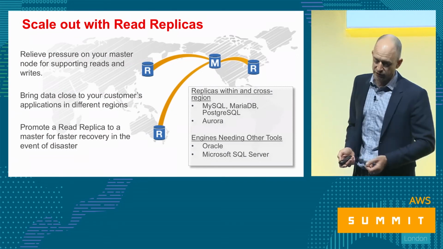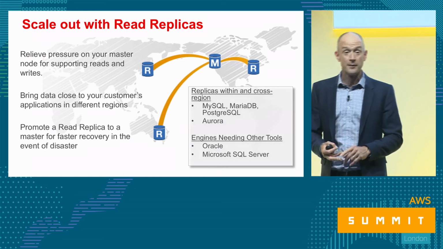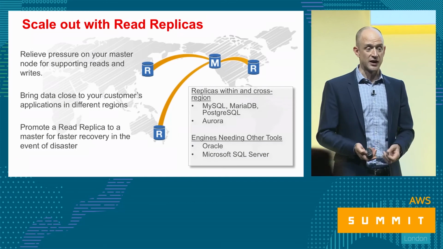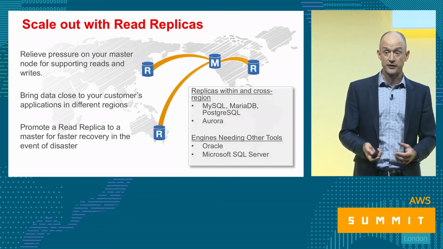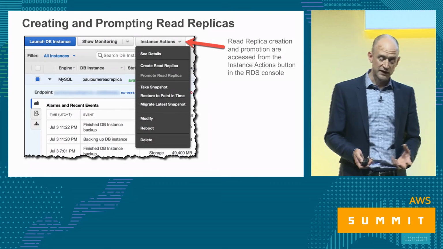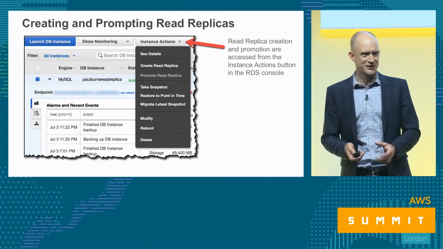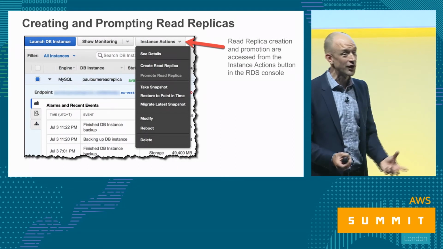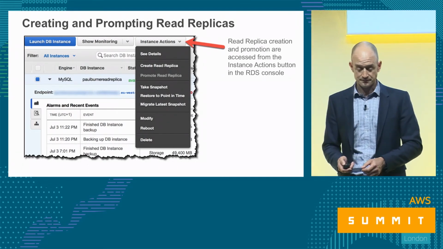So Read Replicas are available for these engines here, as you can see. So MySQL, MariaDB, Postgres, and Aurora. And for Oracle and SQL Server, you're going to have to look at other options depending on what's available with those database engines. So once again, creating and I think that should read promoting. Sorry, it's a typo. Creating and promoting Read Replicas is very easy within the console. You can also use the CLI, but this is how you do it in the console.